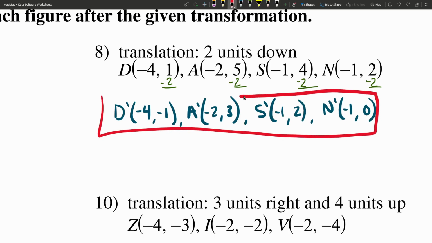So here we have it. That's our new translated figure, the vertices of that figure. D prime, -4, -1. A prime, -2, 3. S prime, -1, 2. And N prime, -1, 0.